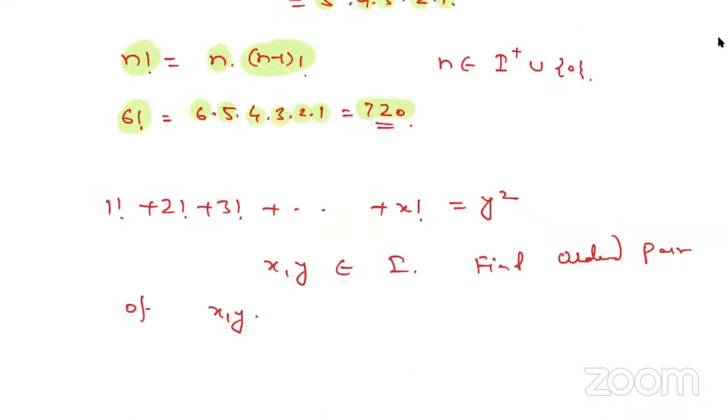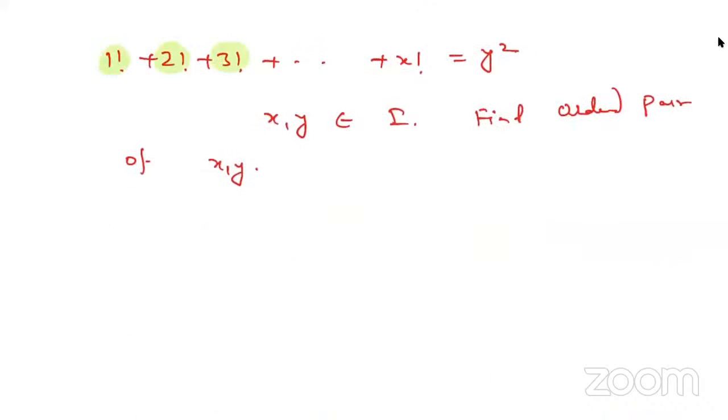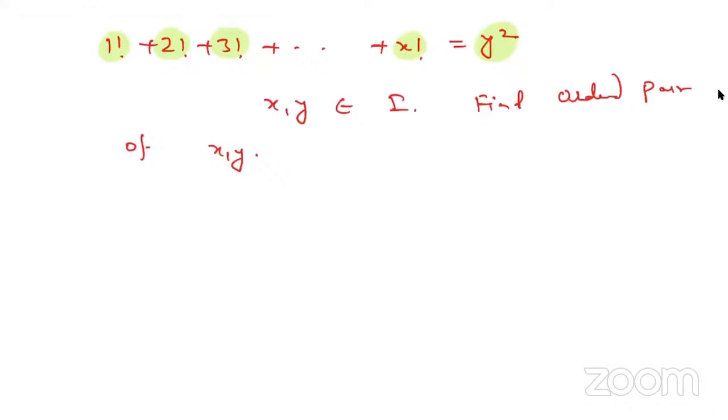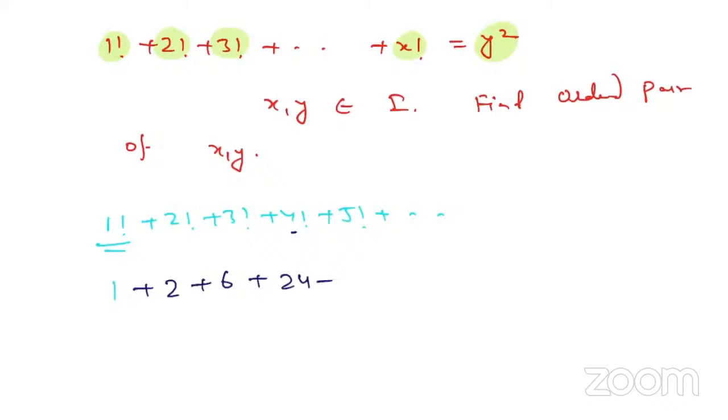So if the question is given in the form of factorial 1 plus factorial 2 plus factorial 3 up to factorial x is equal to y square, where x and y are integers, you have to find the values of x and y. We have to solve for x and y. So if I'm writing factorial 1 plus factorial 2 plus factorial 3 plus factorial 4 plus factorial 5 and so on, the value of this is 1, this will be 2, this will be 6, this is 24, this is 120 and so on.